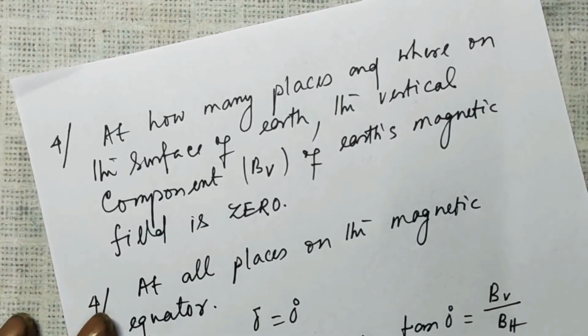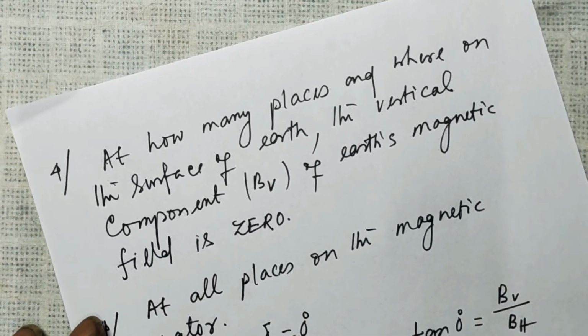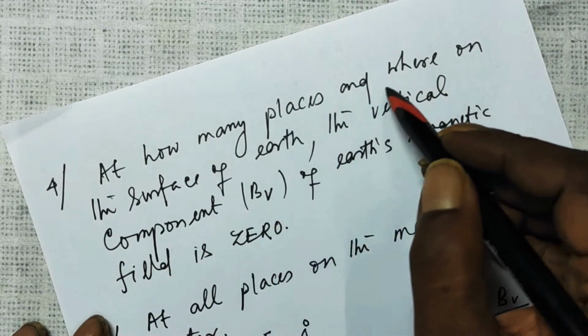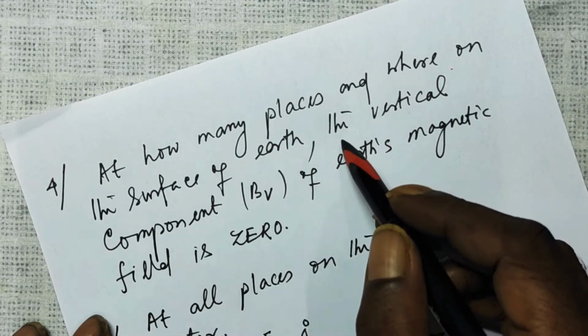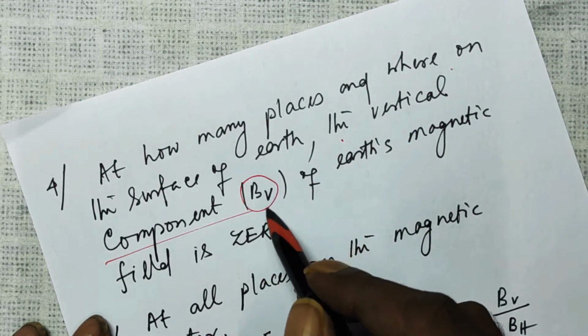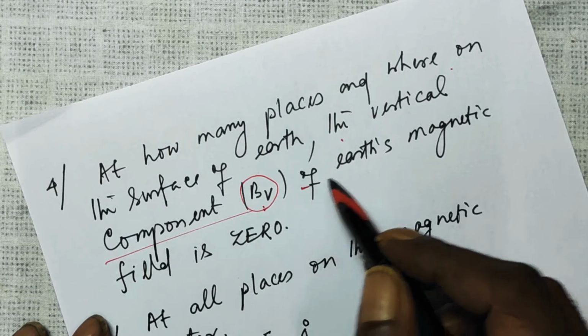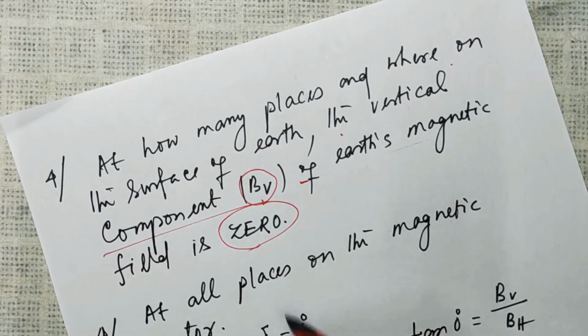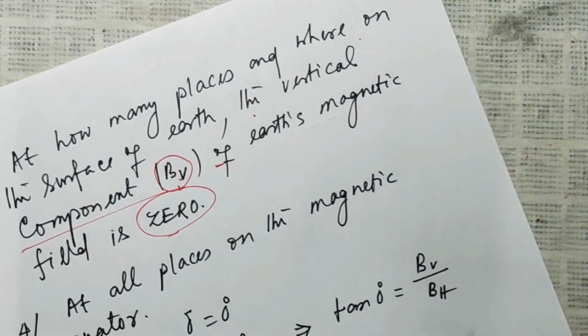Now let us go to the fourth question quickly. It is also a theory question. At how many places and where on the surface of the earth is the vertical component of the earth's magnetic field 0?